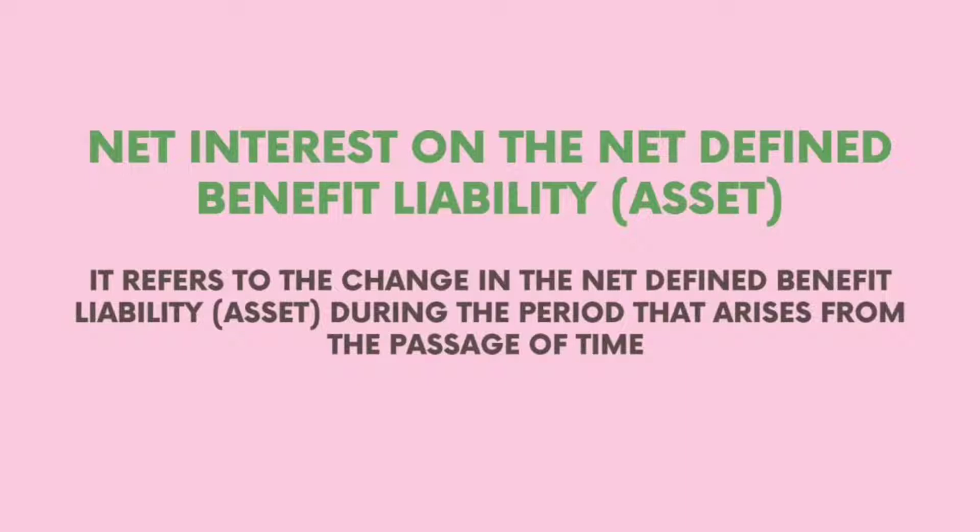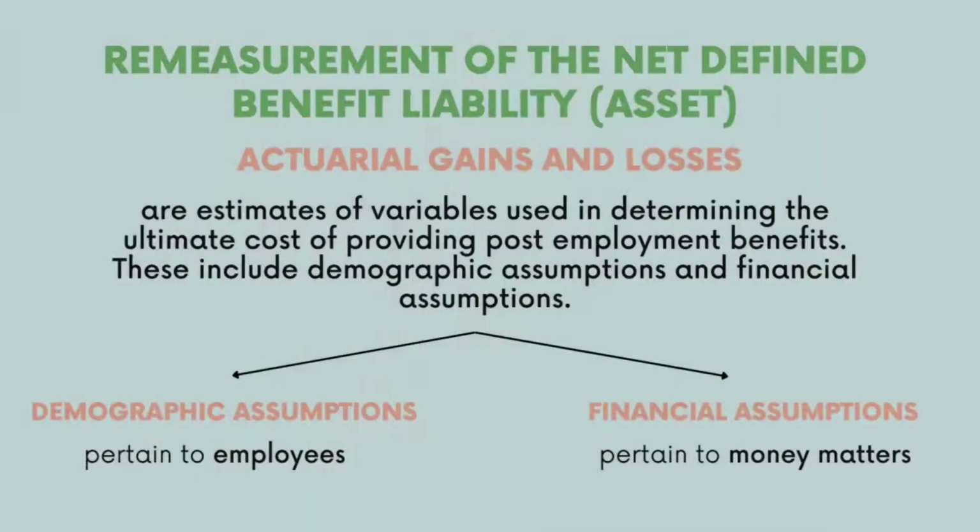For the last component of defined benefit cost, which is the remeasurements, the actuarial gain or loss is the changes in present value of defined benefit obligation resulting from changes in actuarial assumption. Yung actuarial assumption, ito yung estimate ng variable na may malaking impact sa pag-provide ng post-employment benefit. This includes demographic assumptions and financial assumptions.